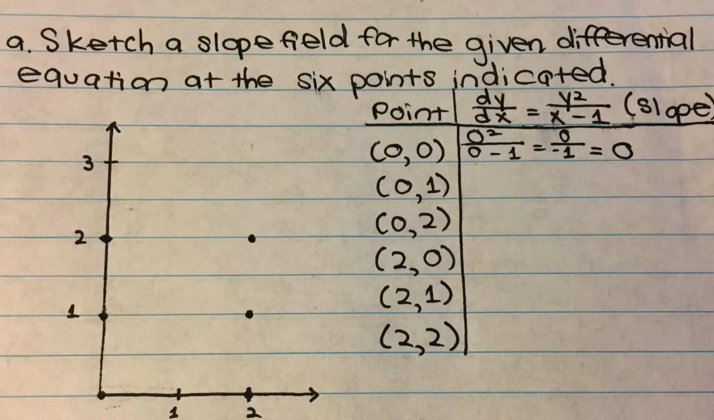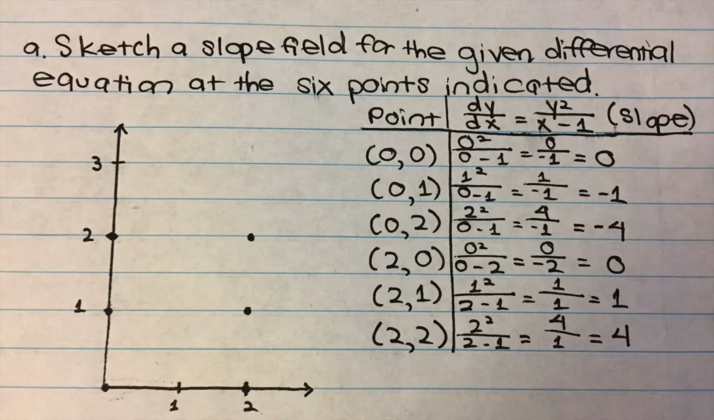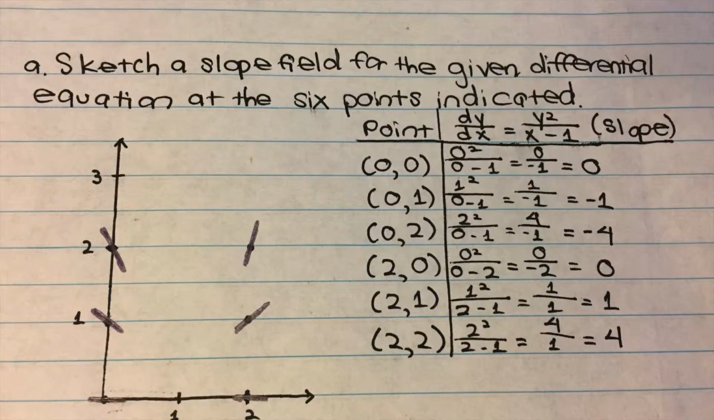Then you take the value and use it to sketch a small dash mark at that point, which would represent the slope. Continuing on, plug in the other 5 points into the original equation and plot each slope on the graph provided. In the end, your slope field should have a total of 6 dash marks where the slope is 0 at the origin and (2, 0), which would make sense because when y equals 0, the slope should also equal 0 except when x equals 1 because that would lead to a slope of 0 over 0, which is indeterminate.